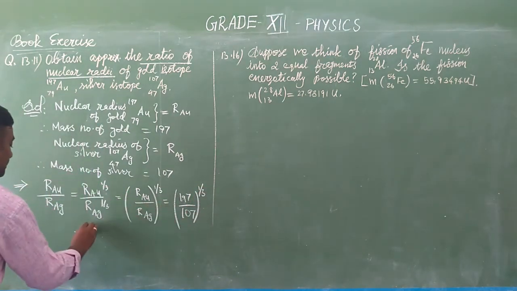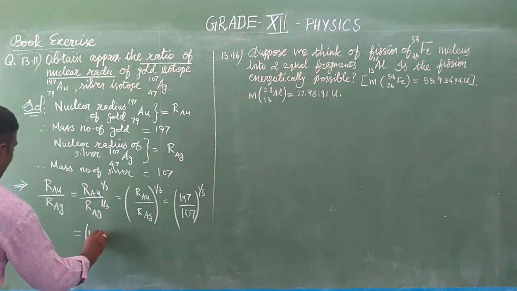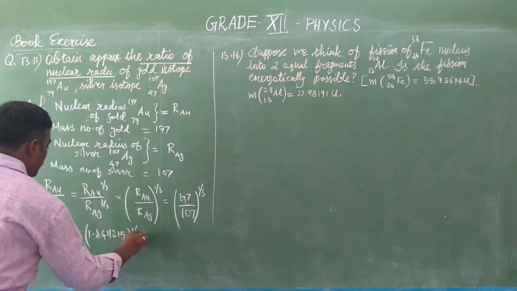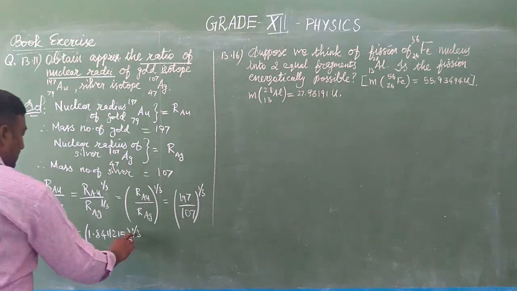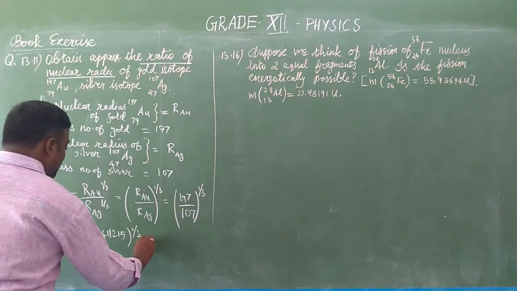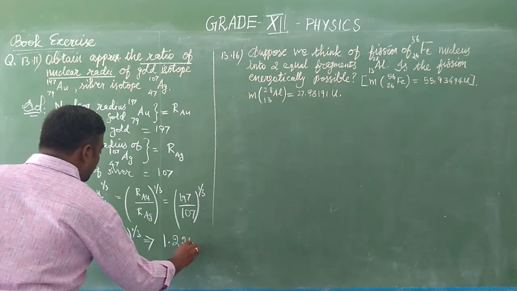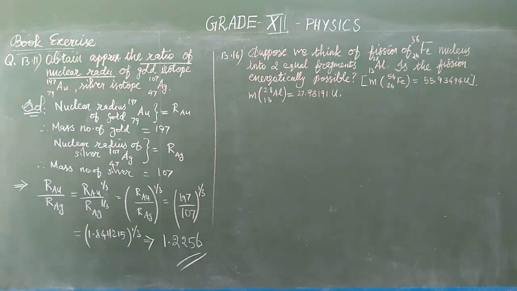to, by taking the ratio 197 by 107, which is equal to 1.8411215 whole power 1 by 3. So we need to use the log method. After the log method, the final ratio is 1.2256. So this is the ratio of the nuclear radii of the gold and silver nuclei.